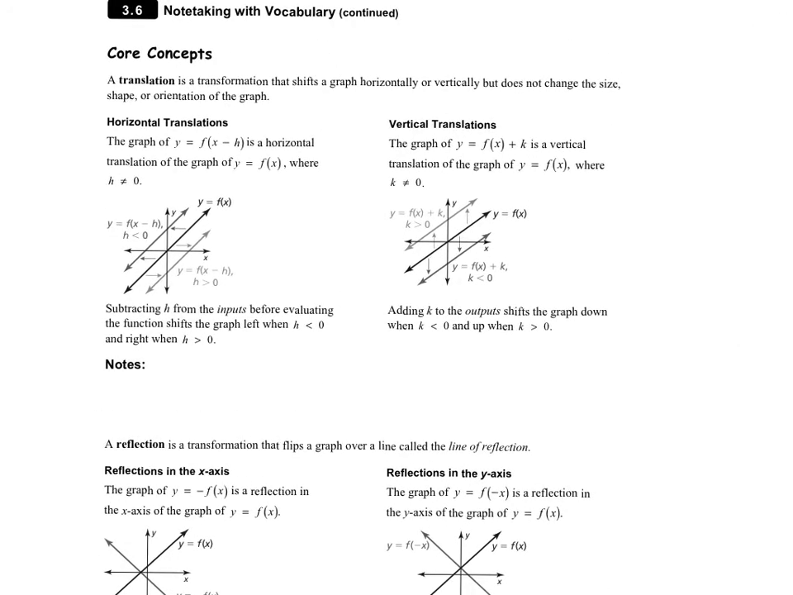You have a translation. You have horizontal and vertical movement. So your horizontal is going to be right or left. Your vertical is going to be up or down. And these are your actual formulas. I don't expect you to memorize these, but I do expect you to understand what these mean.